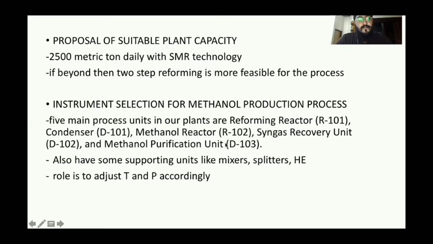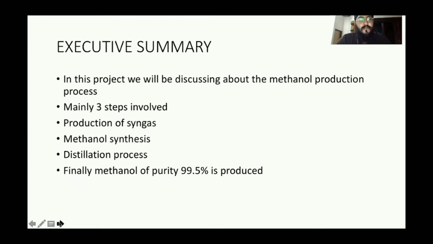For the proposal of suitable plant capacity, we picked a number of 2,500 metric tons daily with autothermal technology. We found that if we went beyond this, then two-step reforming would be required instead. For the instrument selection for the methanol production process, there are 5 main process units and some supporting units. All of these units can be shown in the process flow diagram, which will be explained by Gladys. For the supporting units, their role is to adjust the temperature and pressure accordingly to accommodate the feed condition.